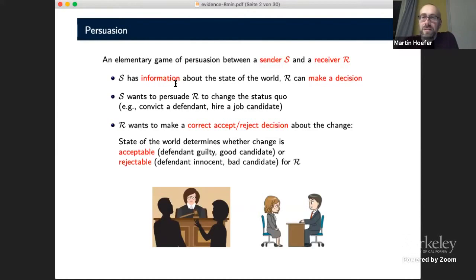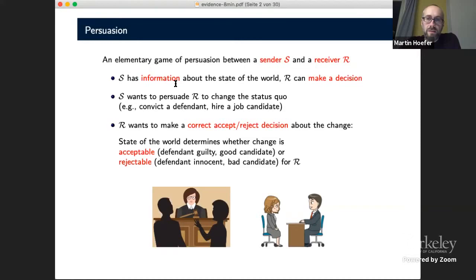Naturally the sender wants to exploit his informational advantage and influence the receiver to take an action in her favor. Here we have an elementary case of that. Essentially the sender just wants to persuade the receiver to change the status quo. For instance, the sender could be an attorney who wants to convince a judge to convict the defendant, or a job candidate who wants to convince the company to hire her.